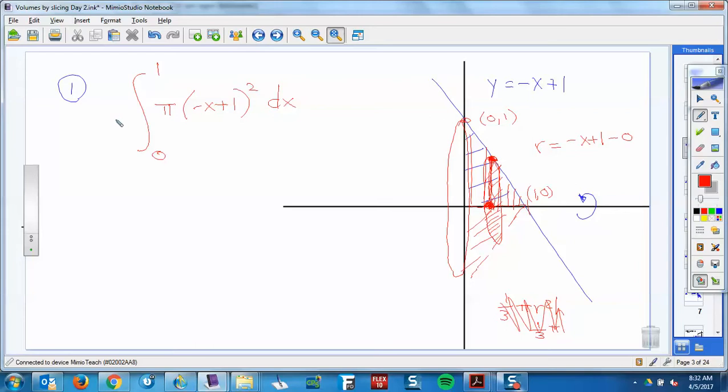Now, a lot of times you see the pi out in front. That's fine. You put the pi out in front of these. But pi r squared, and there's your thickness. That gives you volume. The integral adds it up. Questions about that?